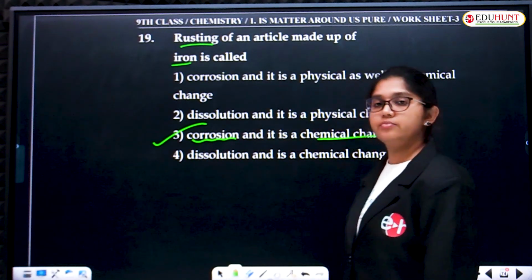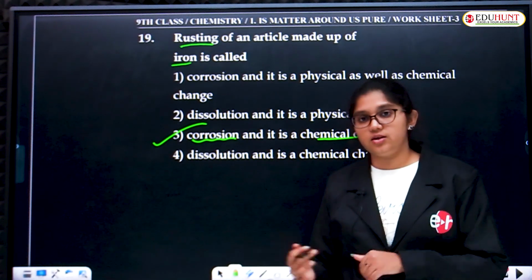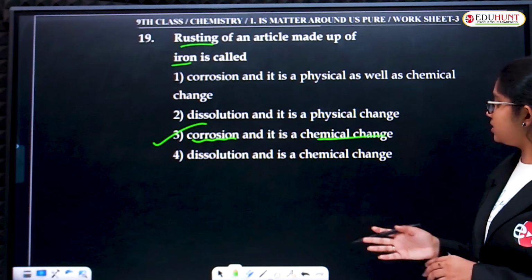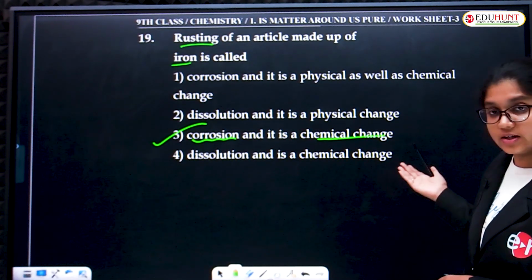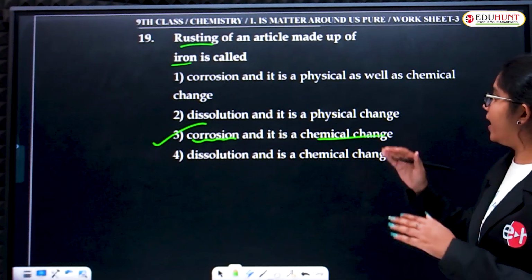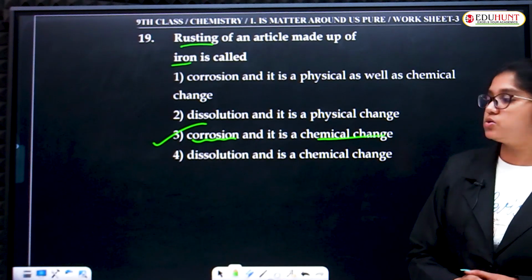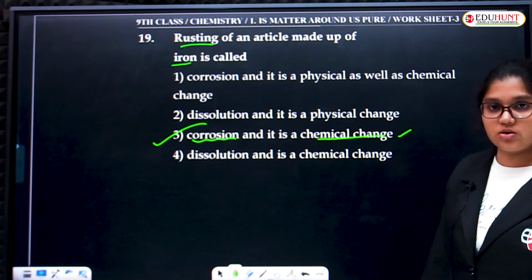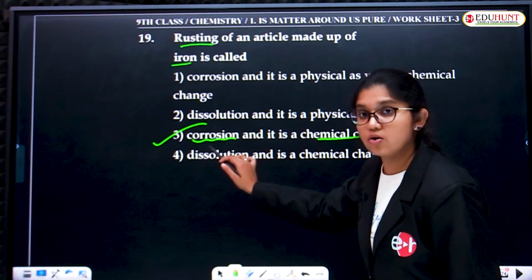You know why? Because a new substance forms కదా, iron oxide form అవుతుంది కదా, అందుకు. Okay, that is the reason we say it has a chemical change. Iron plus oxygen gives rise to iron oxide. So that is a new compound, so it is a chemical change. Okay, the process is called corrosion.